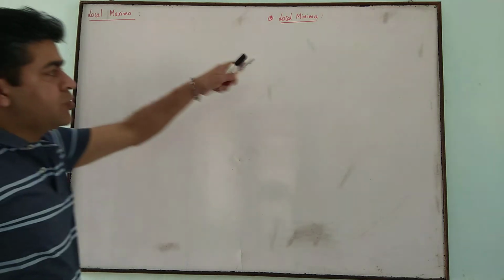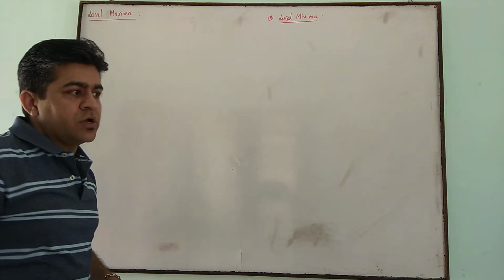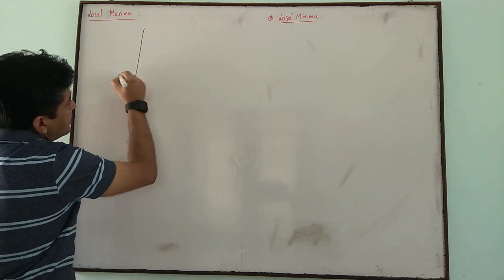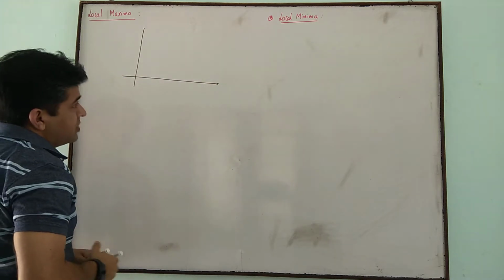Our topic is local maxima and local minima points. Before that, you must know what is maximum and what is minimum. Let us say this is the graph.